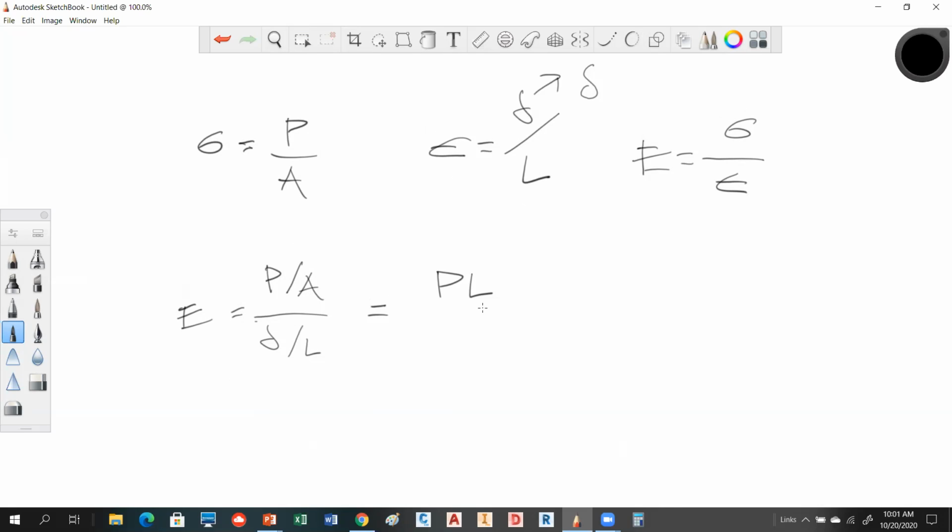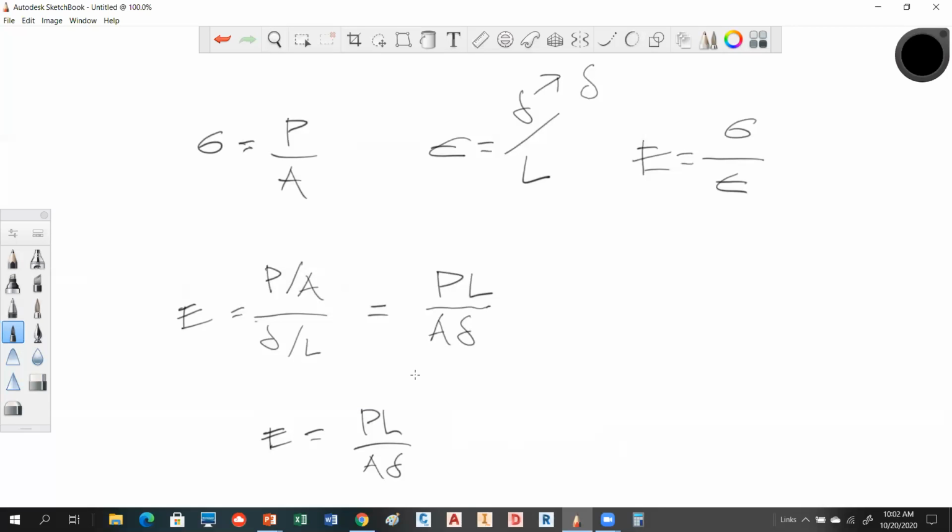When I clean this up, I get PL over A times incremental deformation. So this gives me this equation: E is equal to PL over A delta. From this equation, you can pretty much get anything you ever want out of that, because usually you know 4 of those. If you only know 2 or 3 of those, then you've got a problem. It depends on what you're given and how you can write it. Other than that, it becomes pretty simple.